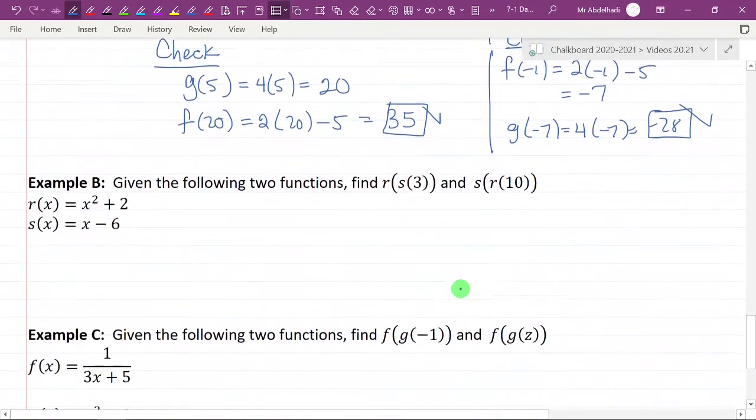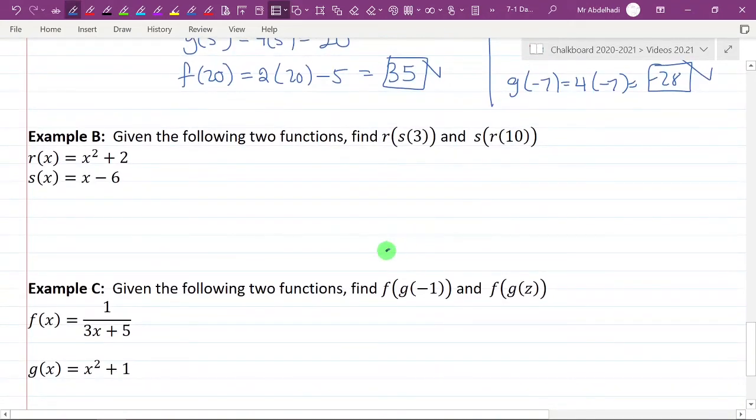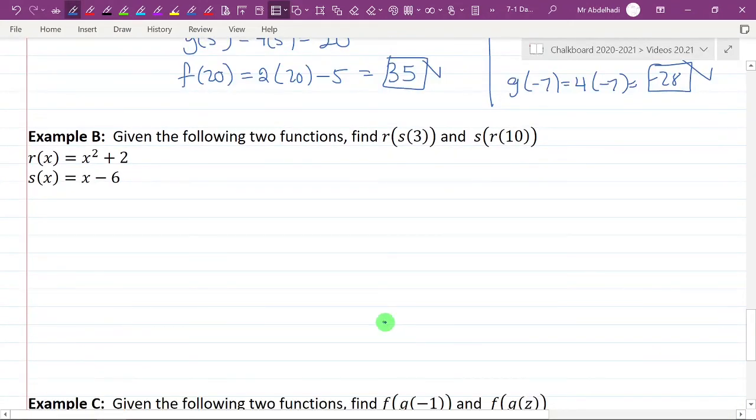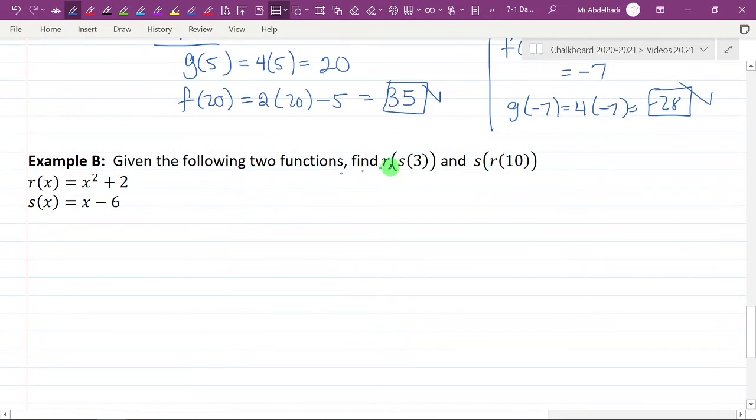Okay, let's try one more example here. Let's try example B here. Example C looks like we've already done it. Okay, so we want to find R of S of 3. Well, if you want to find R of S of anything, you better find R of S of x first. The outer function is R, so we'll write that first. It's x squared plus 2, so we're going to write blank squared plus 2. This is where the x used to be. The squared is still there, plus 2. What goes inside is the inner function, which is S, and that is going to be x minus 6.